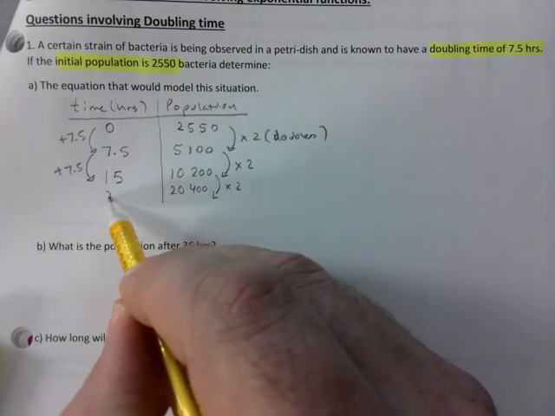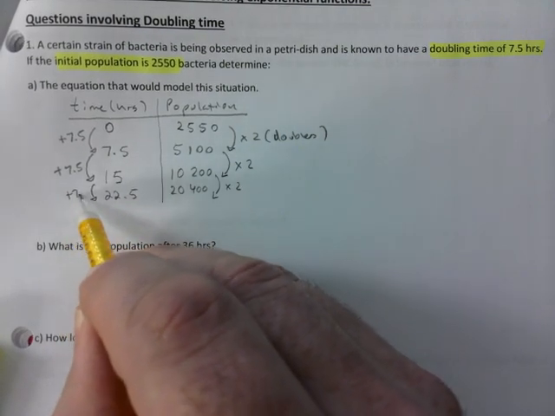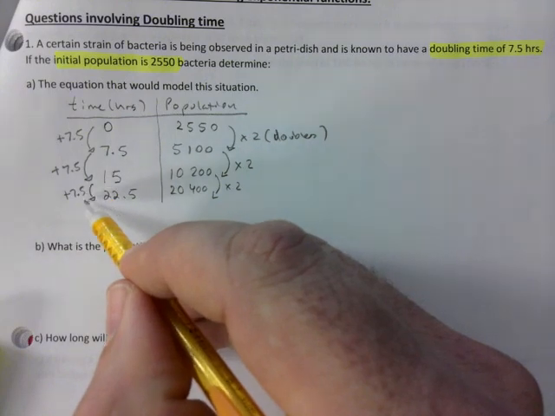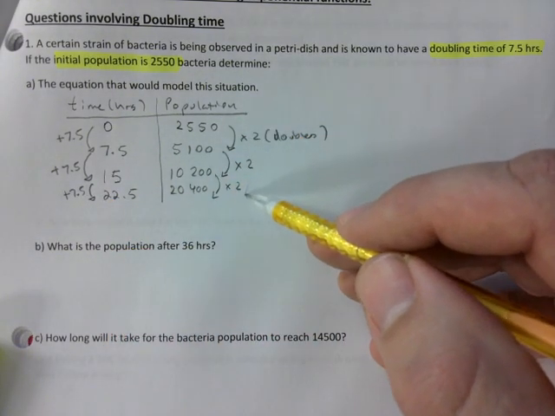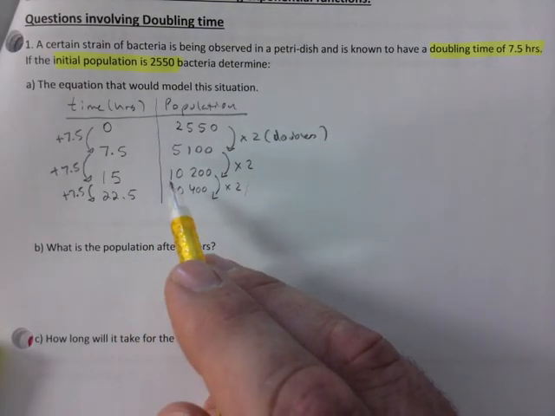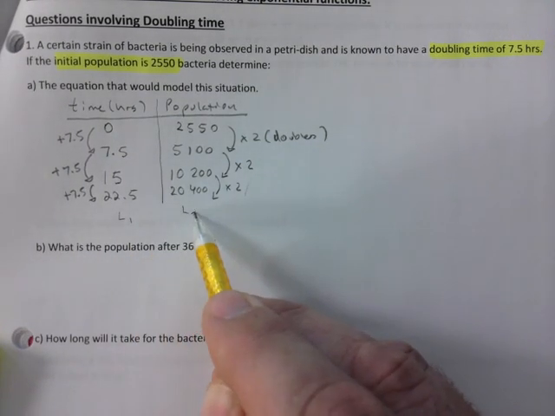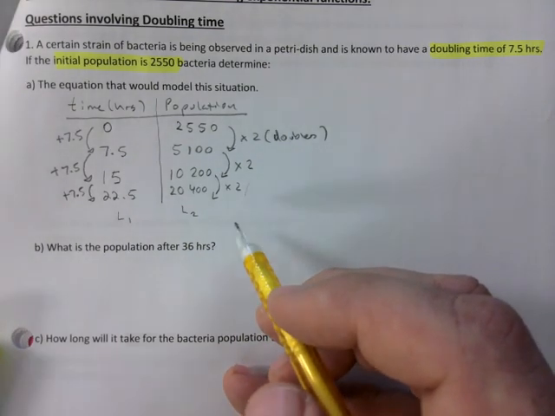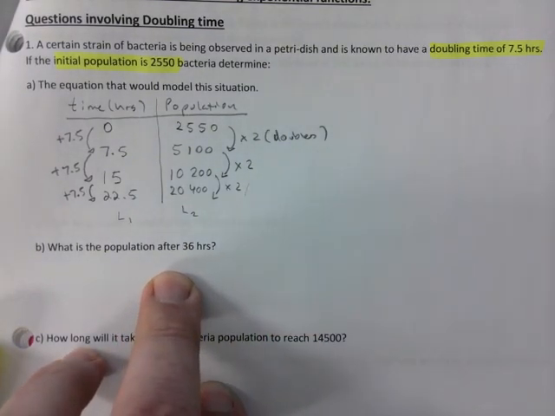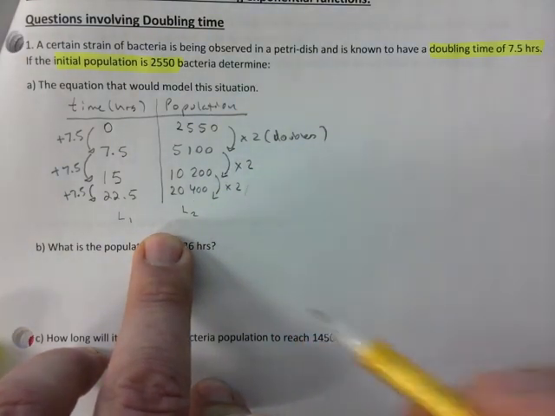After 22.5 hours. That's why I go one more, just for you to see that this side is going up by 7.5 every time, and this side, the population, is doubling. So what did you just make here? You made a table of values. This is L1, this is L2. After a while, functions are kind of repetitive to a certain degree. But here, all we needed was that doubling time, and that helped us come up with it.